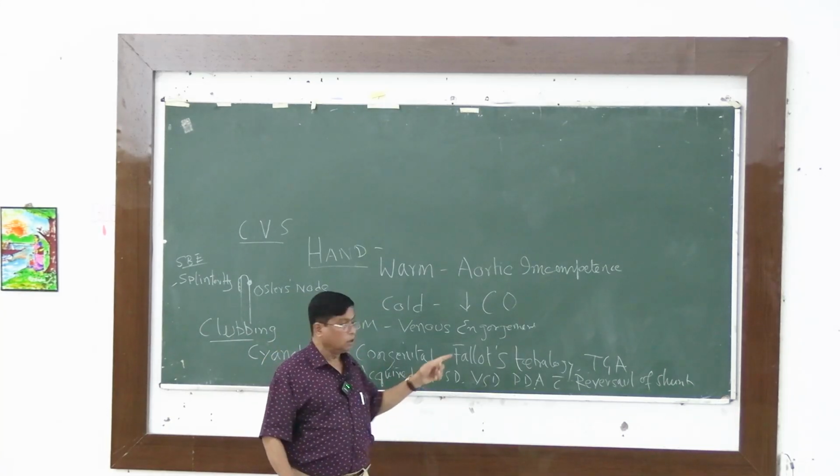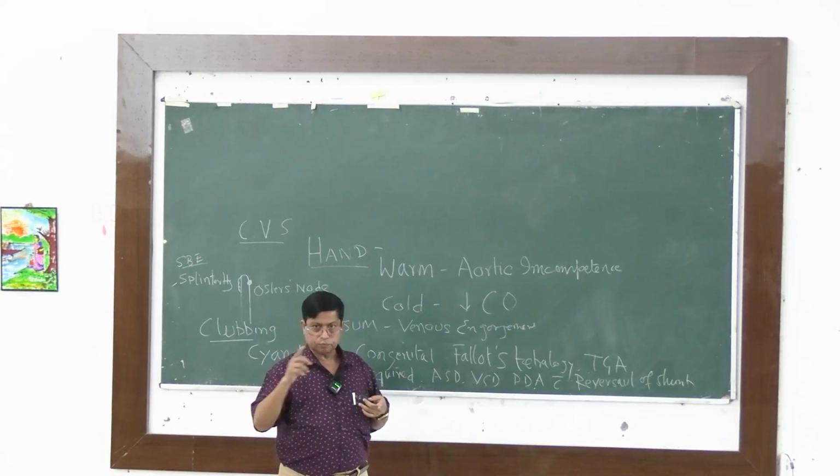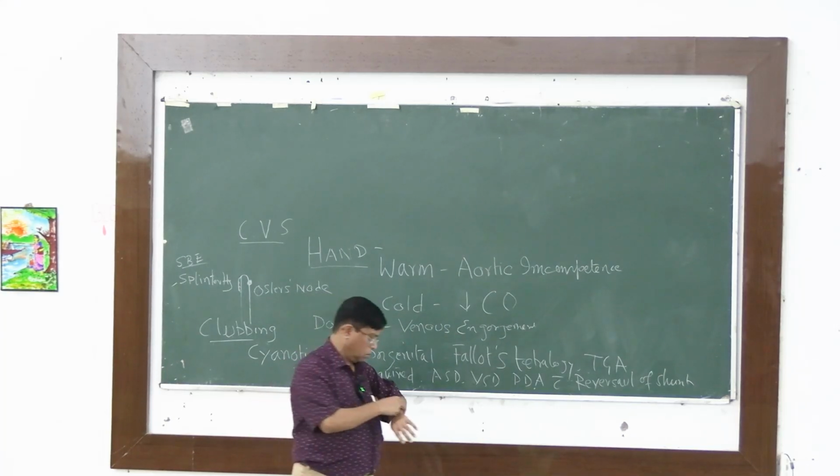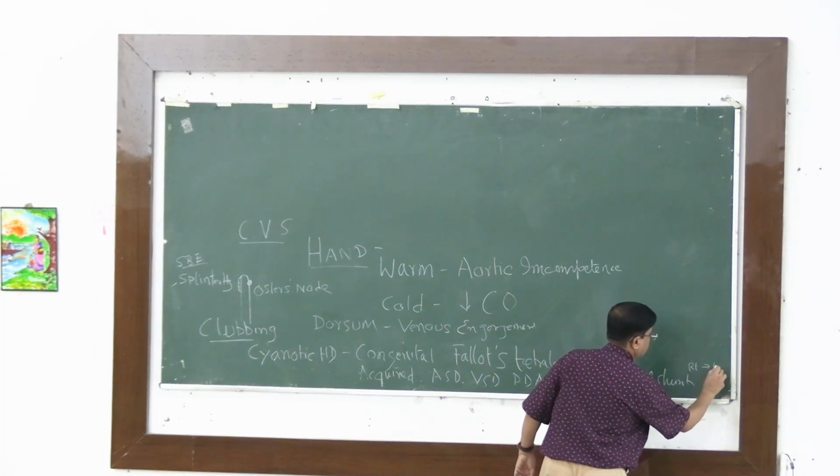So ASD, VSD, PDA need reversal of shunt. Normal shunt is left to right. If they get shunt from right to left, then only there is cyanosis. Okay. This is right to left.